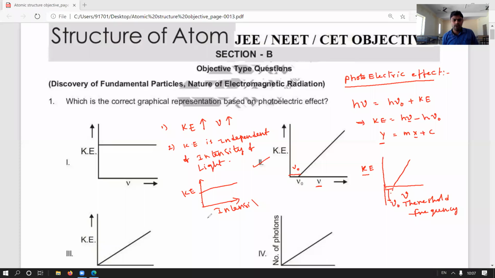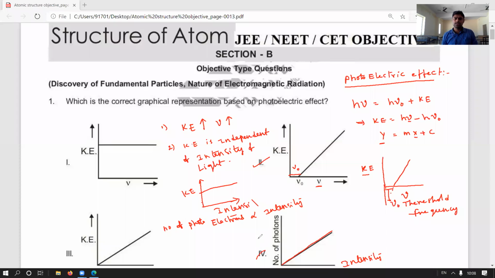The next graph they gave is between the number of photoelectrons, meaning ejected electrons, and intensity. The number of photoelectrons is directly proportional to intensity, so the graph will come like this, the fourth option. As the intensity of incident light increases, the ejected photoelectrons increase. That's why the second graph and the fourth graph are both correct.